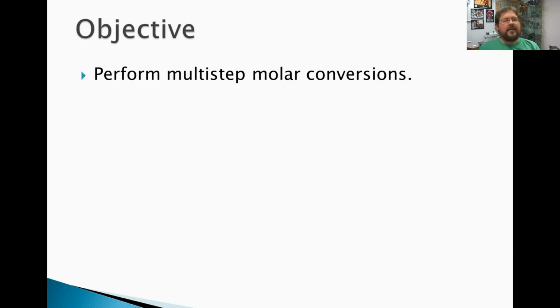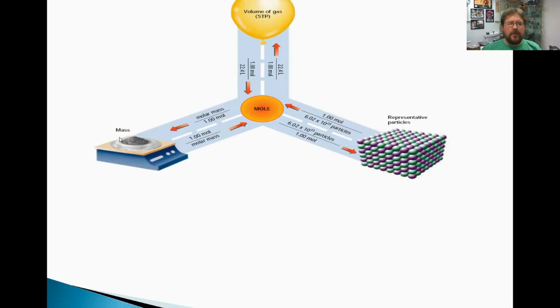Come on. So our objective today is to perform multi-step molar conversions. That's right. We're taking it one step further, everyone. We're going from just the simple conversions we've been doing for the past few weeks to doing a multi-step conversion. How is that done? Well, it all comes down to the idea that volume, mass, and particles are all connected to mole. We've been going over that for the past week or two now, that 1 mole is equal to 6.02 times 10 to the 23rd particles, 1 mole is equal to the molar mass, and 1 mole is equal to 22.4 liters.